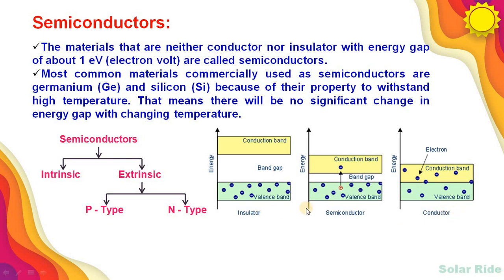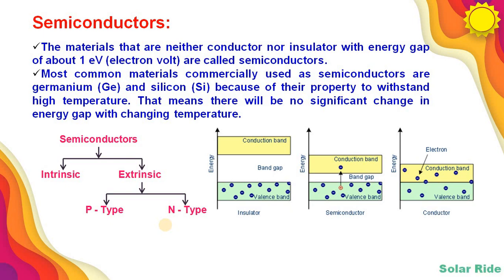Conductors, for example, are metals. The insulators are wood, rubber, like that. Semiconductors are of two types: intrinsic semiconductor and extrinsic semiconductor. An intrinsic semiconductor has its own semiconductor property; the original natural semiconductor is called intrinsic semiconductor. Extrinsic semiconductor means that by adding some impurities to that material, it is known as extrinsic semiconductor.